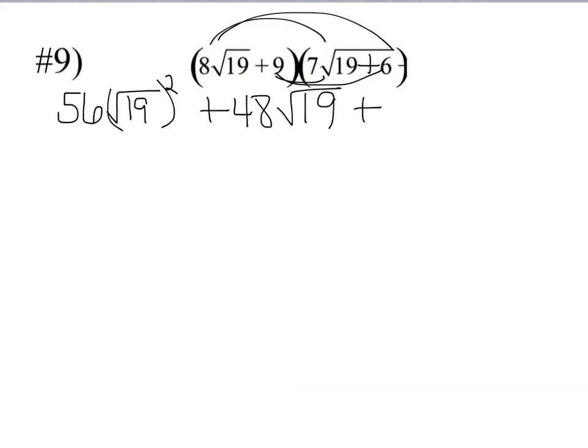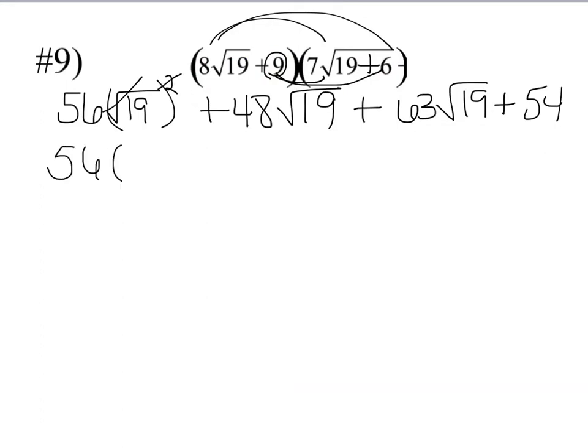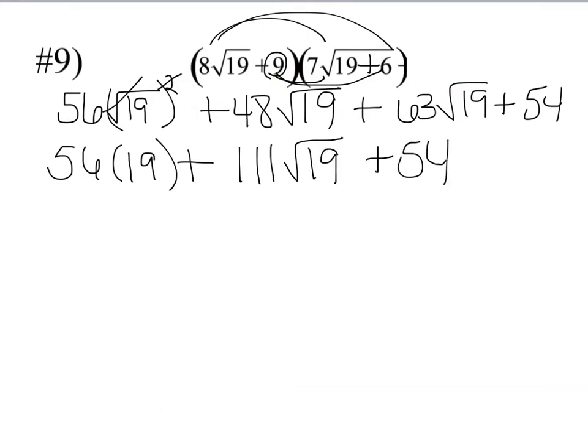Plus, now distribute the 9. 9 times 7 square root of 19, multiply the 9 and the 7 to get 63, and then square root of 19, plus 9 times 6 is 54. Here your square root and your square cancel, leaving you 56 times 19, plus same radicand, same index, so you can add the coefficients together. 48 and 63 is 111, square root of 19, plus 54.